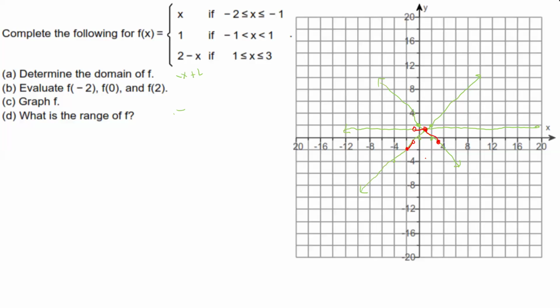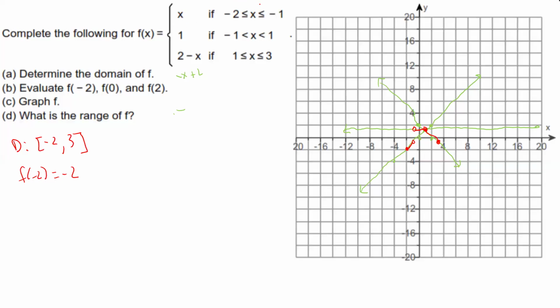Now the domain then is from what? Well, it looks like from minus 2 to 3. So domain is from minus 2 to 3. What is f of negative 2? Well, f of negative 2 is going to be equal to negative 2. And now we could plug that in. If we look at negative 2 up here, that goes on this first piece, and plugging in negative 2 here, you get negative 2.